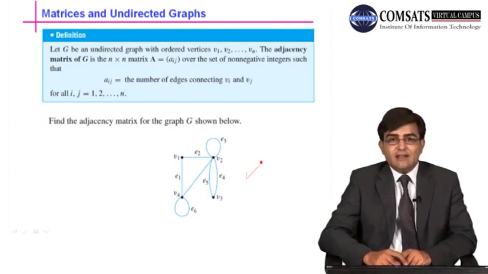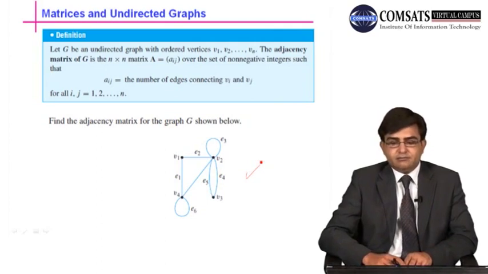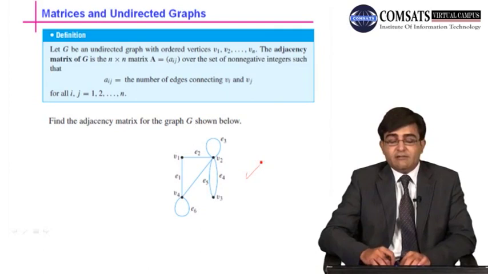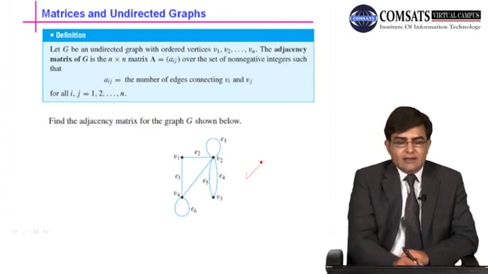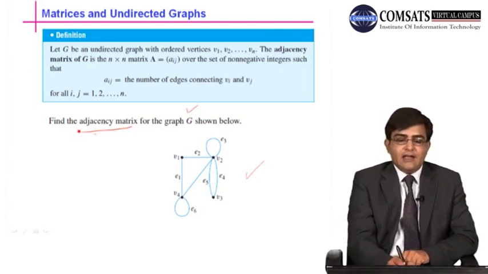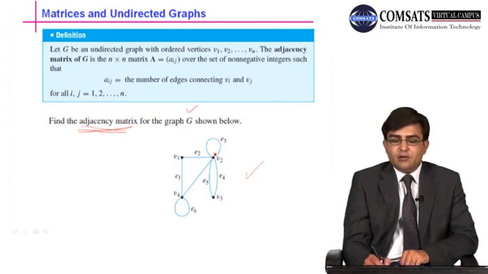connecting Vi and Vj. Now here there is no direction or arrows. We have to just investigate how many edges there are which connect a vertex vi to a vertex vj, from one vertex to some other vertex. So this is enough. We don't look at the direction of the edges. So for example, we have to find an adjacency matrix for the graph G given below. This is the whole graph, we call it G.